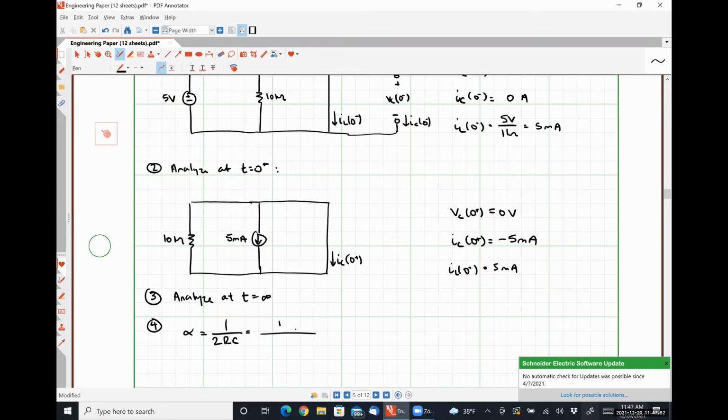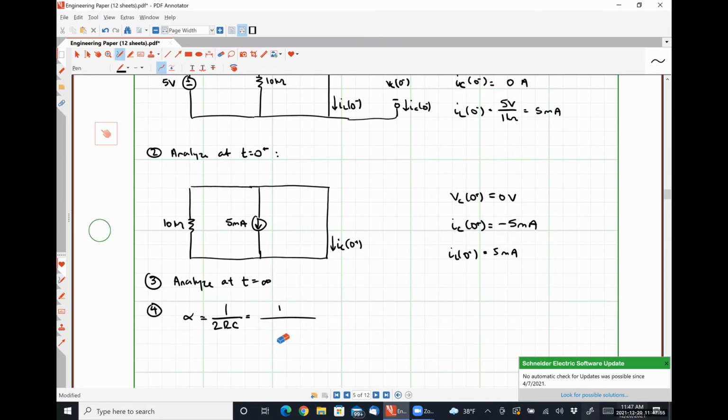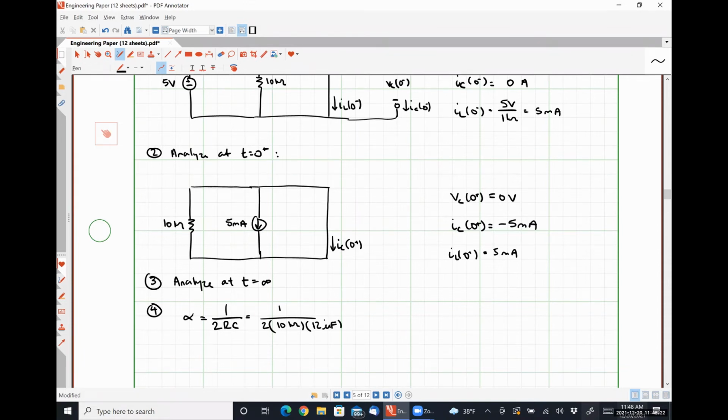So that's 1 over, sorry, my thing moved on me here. 2 times, let's see, R in this case is going to be what? Why don't we include the 1 kilo ohm resistor? Exactly right. So the 1 kilo ohm resistor is disconnected during the transient condition, so it shouldn't show up in our equations. And then C was 12 microfarads, if I'm remembering correctly. Calculator.